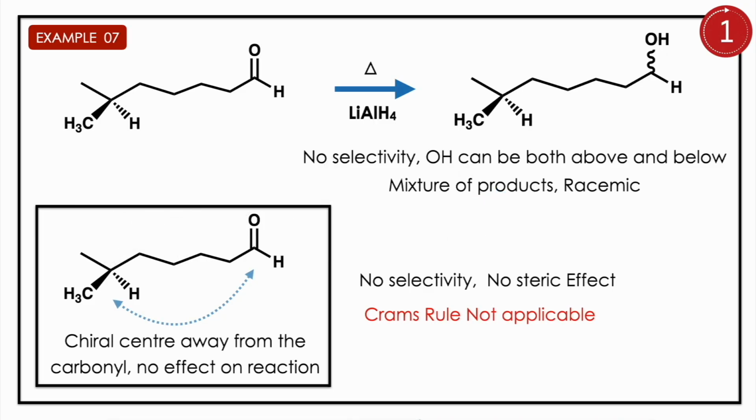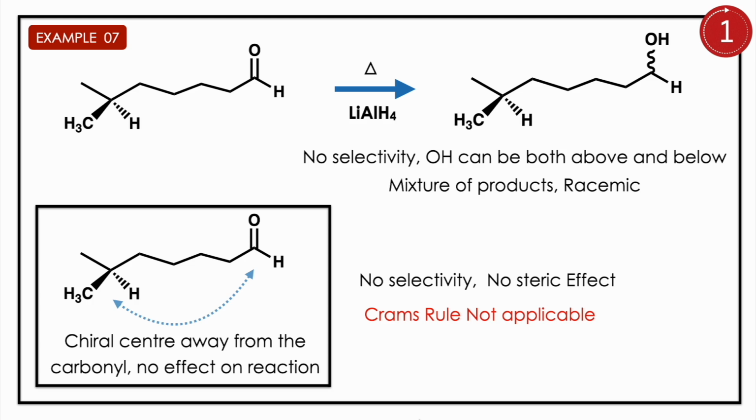Here there is no Cram's rule. Why? Because the chiral center is away from the carbonyl, so the steric effect is not effective. So there is no steric crowding, and Cram's rule is not applied. So what will happen? If Cram's rule is not applied, the final product is the reduced product, carbonyl to alcohol, but without selectivity. So you have a mixture of products, probably the racemic product.